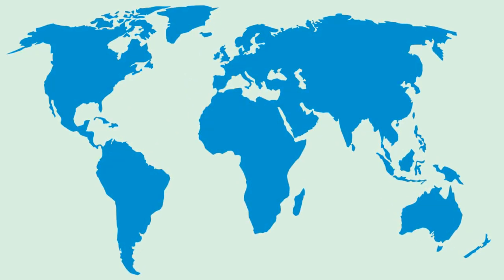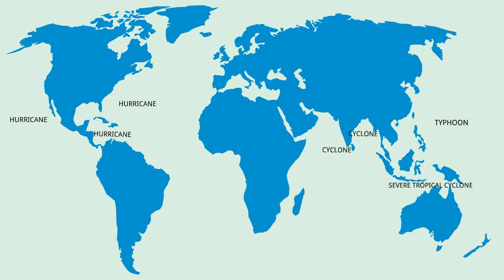People call these violent storms by different names such as typhoons or hurricanes depending on where they occur. In the Caribbean, the Gulf of Mexico, the North Atlantic Ocean, and the Eastern and Central North Pacific Ocean, it is known as hurricane. In the Western North Pacific, it is called typhoon. In the Bay of Bengal and Arabian Sea, it is termed as cyclone. In the Western South Pacific and Southeast Indian Ocean, it is known as severe tropical cyclone, and in the Southwest Indian Ocean, it is called tropical cyclone.